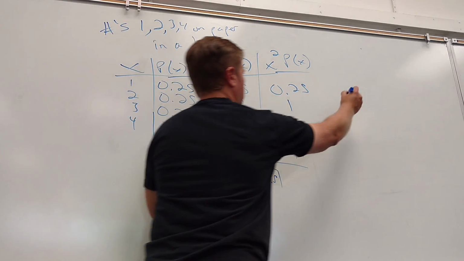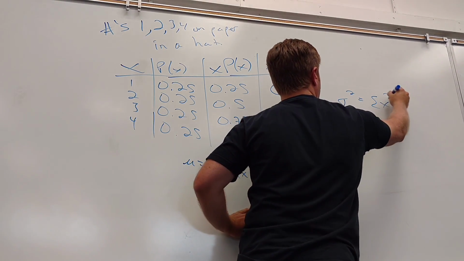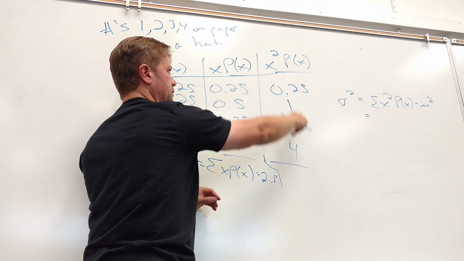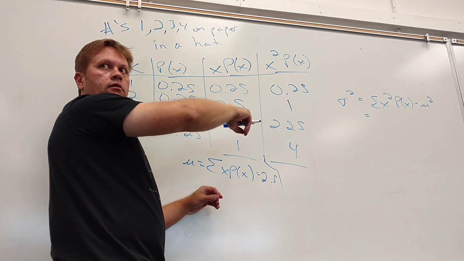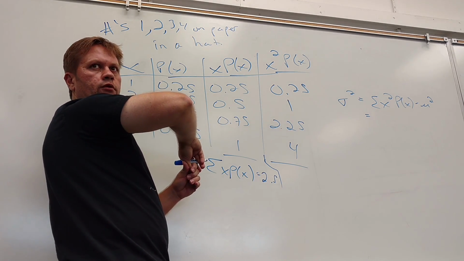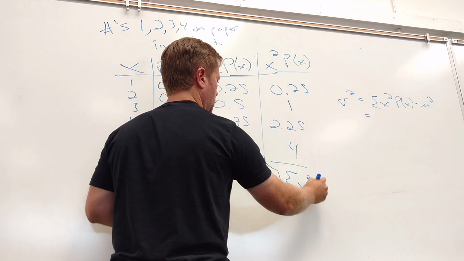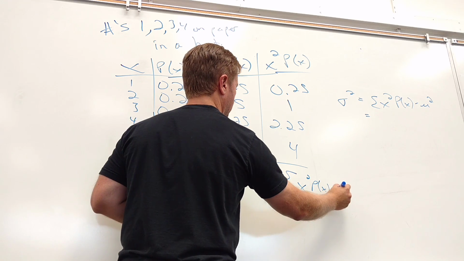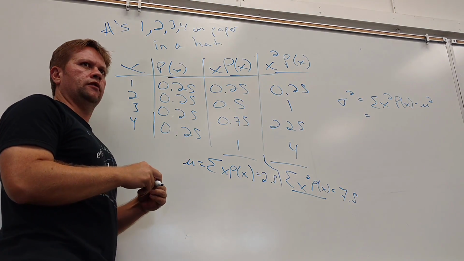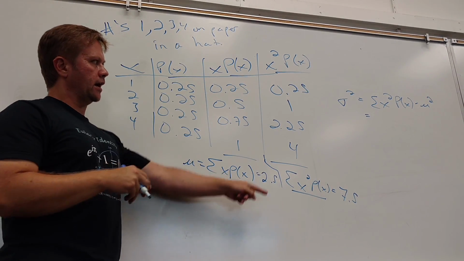Now here, the formula for the standard deviation, this is a piece of it. So what do you get when you add these up? Are these the numbers you guys got? Yeah. So you get 7.5. So the sum of x squared p of x, that whole thing is 7.5. So I can put that in the formula.